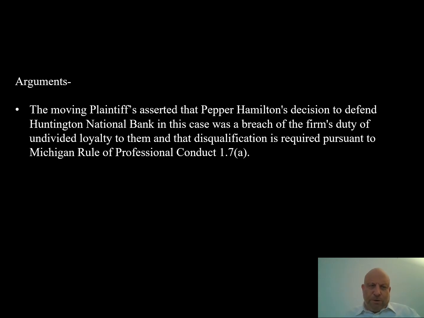So at some point, Midwest makes a motion to disqualify Pepper Hamilton from representing Huntington as a breach of the firm's duty of undivided loyalty, and that brings us basically to this opinion and the briefing that is involved here.